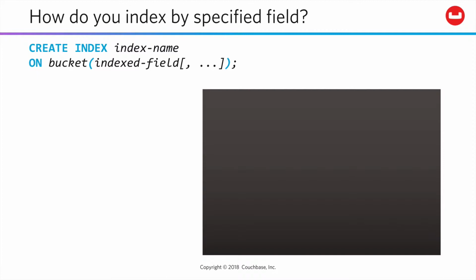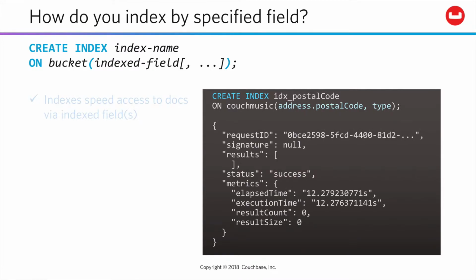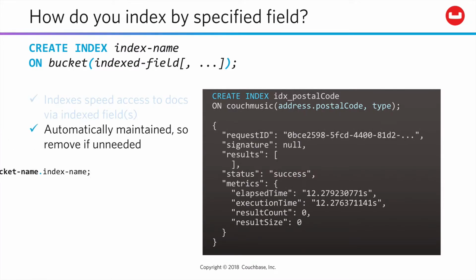You create an index with a specified name on a specified bucket for a list of one or more fields to be indexed in that bucket. Once built, it speeds queries accessing those fields and is automatically maintained until removed, which can be done with a drop index statement specifying the bucket name and index name.